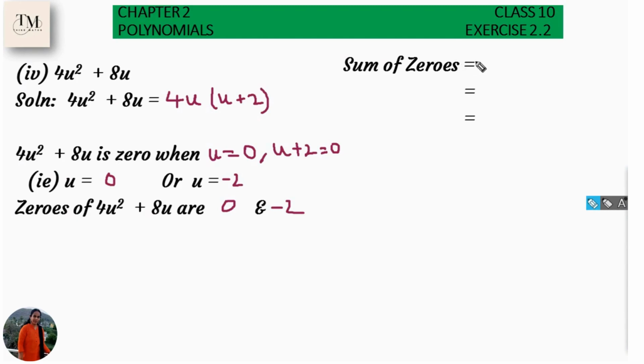So the next step is to verify the relationship between zeros and coefficients. Okay. What is the sum of the zeros? 0 plus minus 2. So the answer is minus 2. So I can write it as minus of 8 divided by 4. Okay. Here the negative sign is already there. So you can write it as minus of 8 divided by 4. Okay.